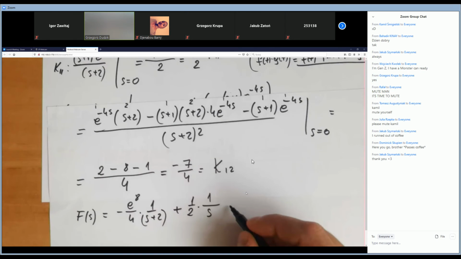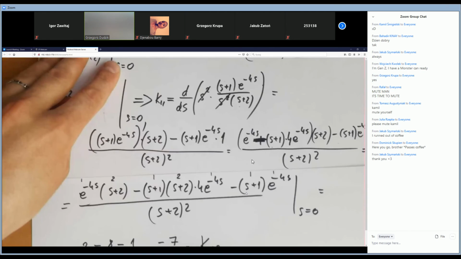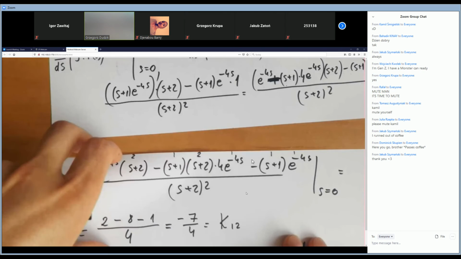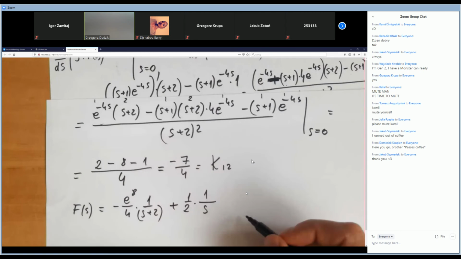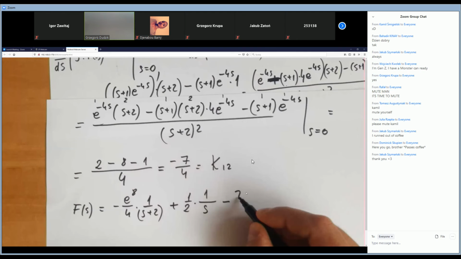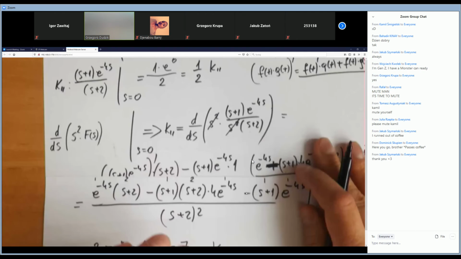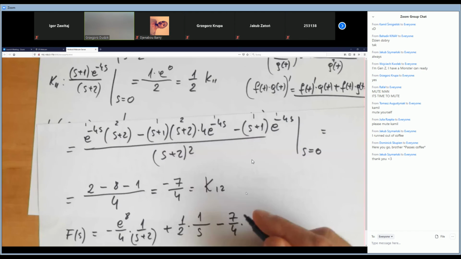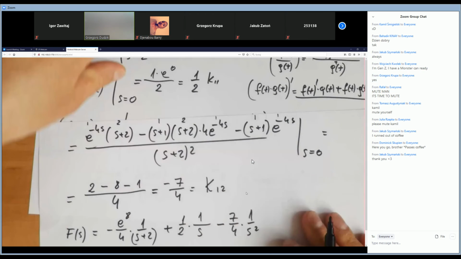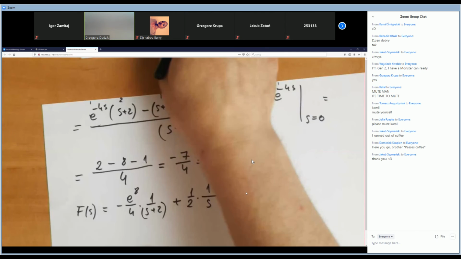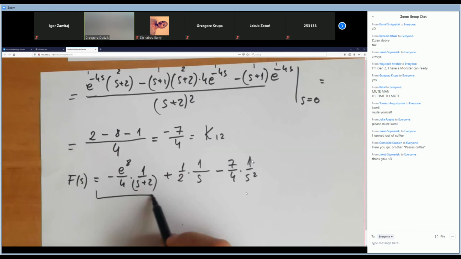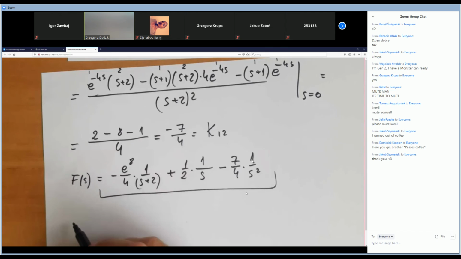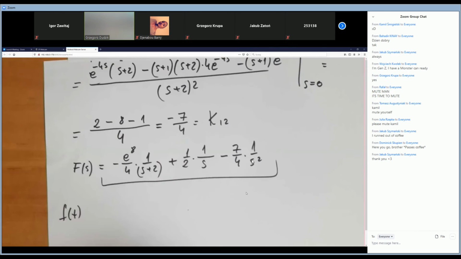And the last one is minus 7/4. So it is not plus but minus 7/4 times 1/s². So as you see, this is our Fs function, and let's find the Ft function, which is equal to the inverse of the Fs.